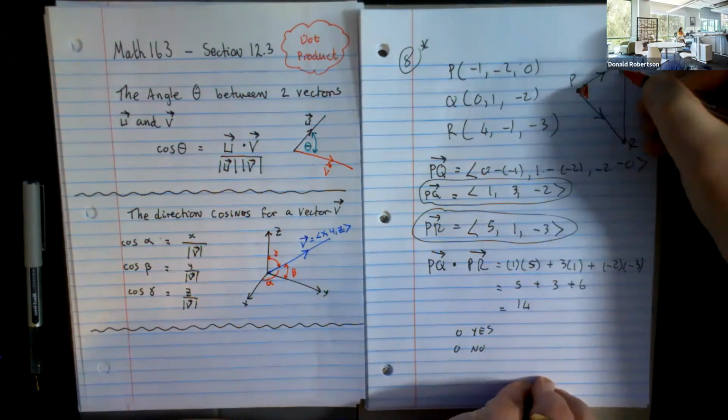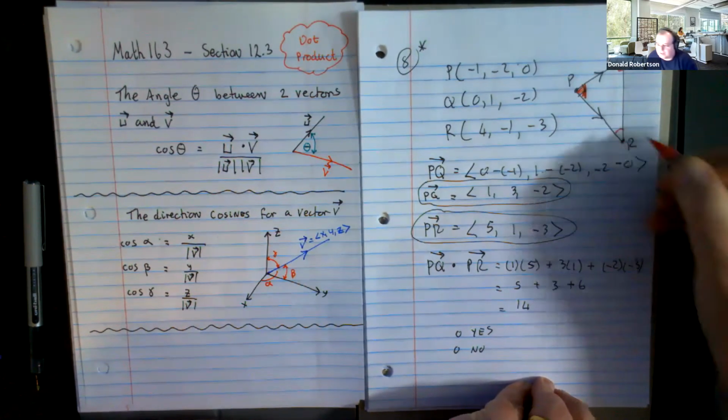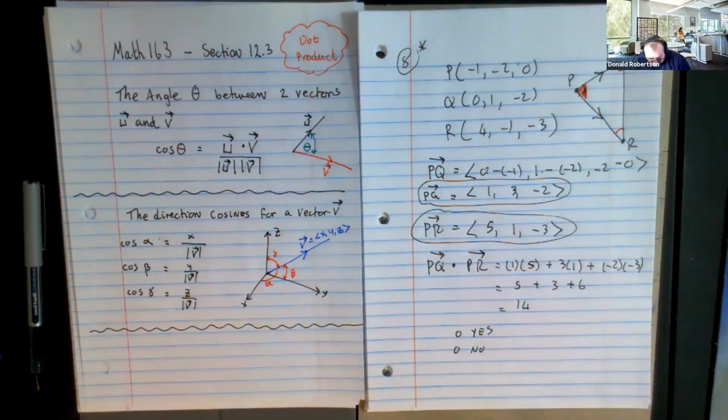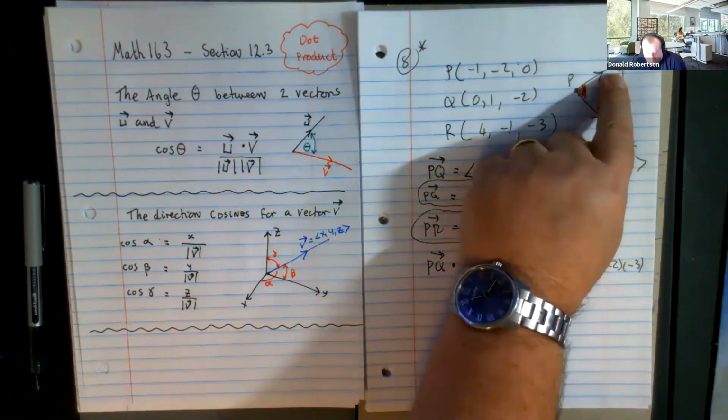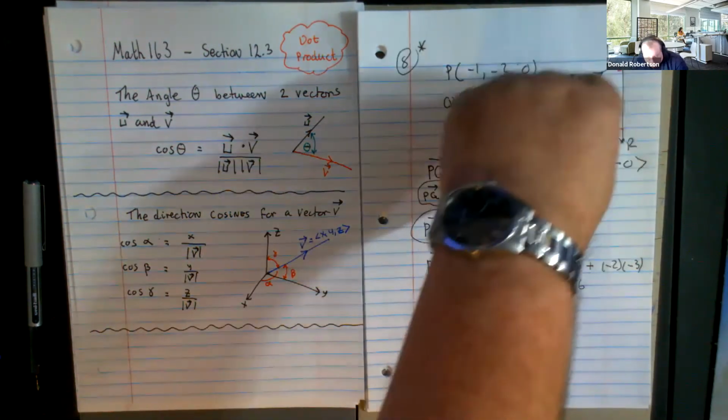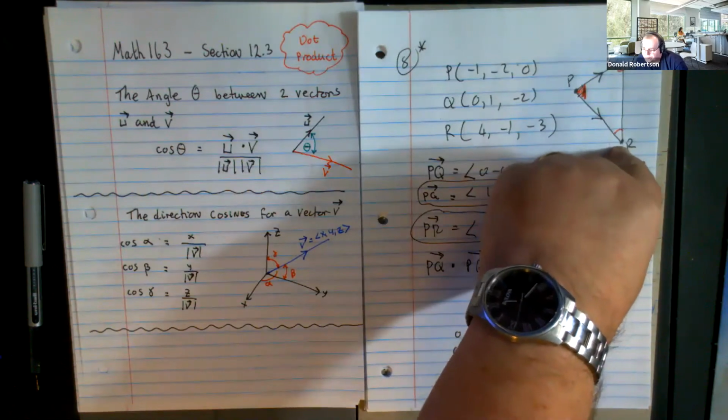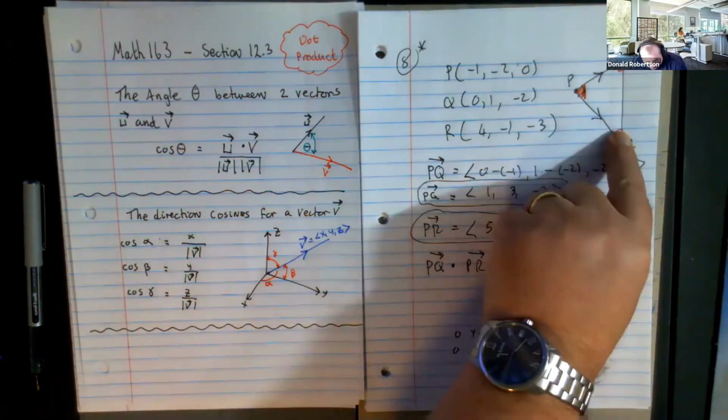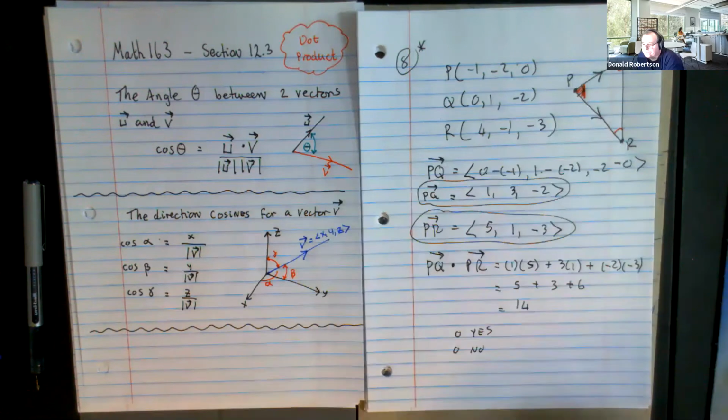I know it doesn't look it in my picture, but couldn't this one and this one be right angled? So if I wanted to test this one, wouldn't I find QP and QR and do the dot product? And then I want to test this one and do RQ and RP.